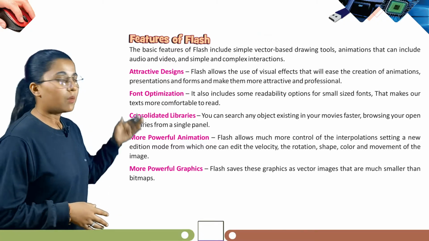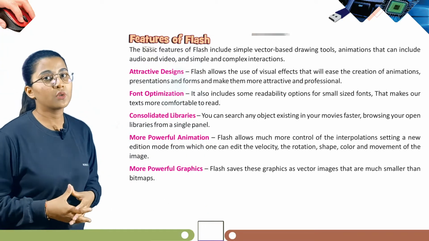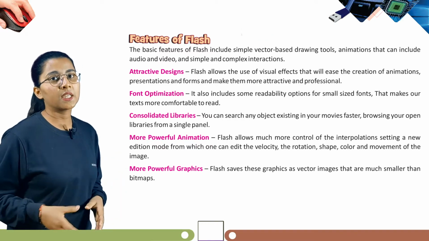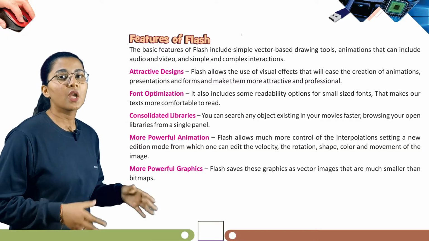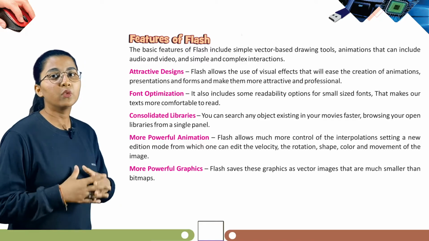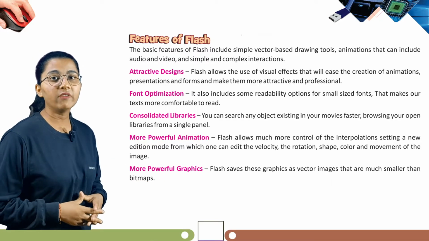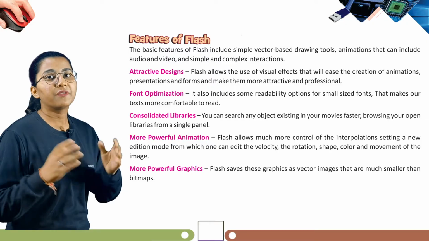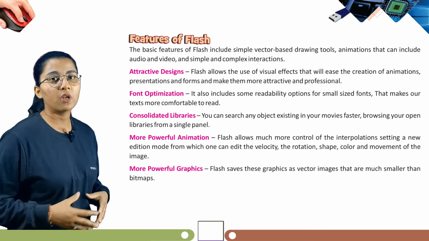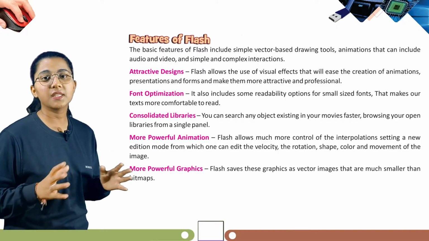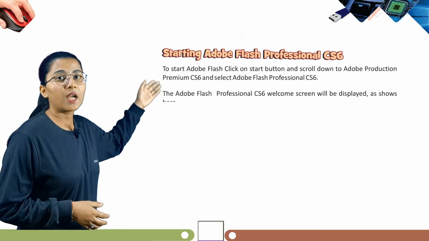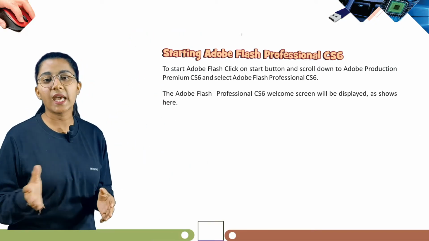Then next we have more powerful animations. Flash allows much more control of the interpolation settings, a new editing mode from which one can edit the velocity, rotation, shape, color and movement of the image. Then we have more powerful graphics. Flash saves these graphics as vector images that are much smaller than bitmaps. This is it from the first topic. Now let's start our second topic, that is starting Adobe Flash Professional CS6.